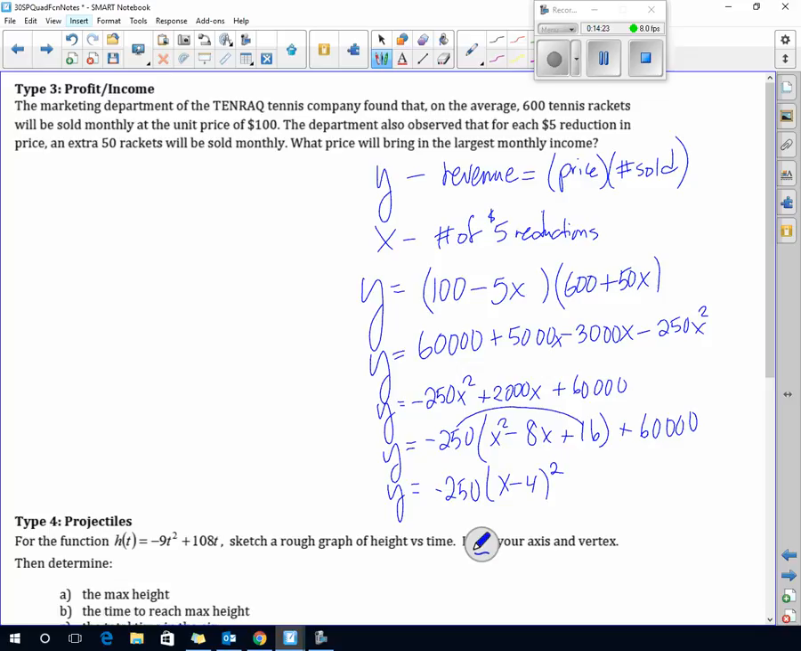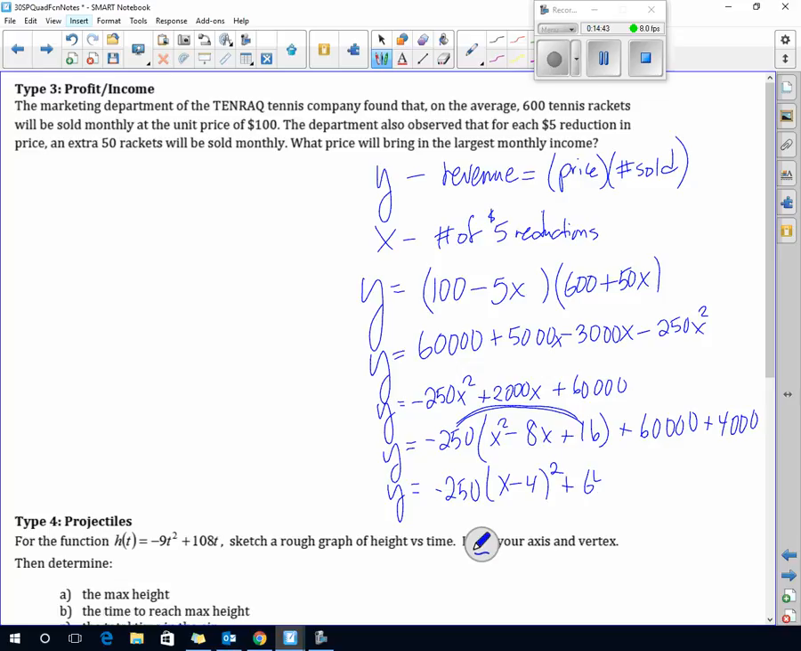So I'm actually subtracting 4,000, right? Right. So I have to add it there. So add 64,000. So my vertex is 4, 64,000. Now let's answer the questions.